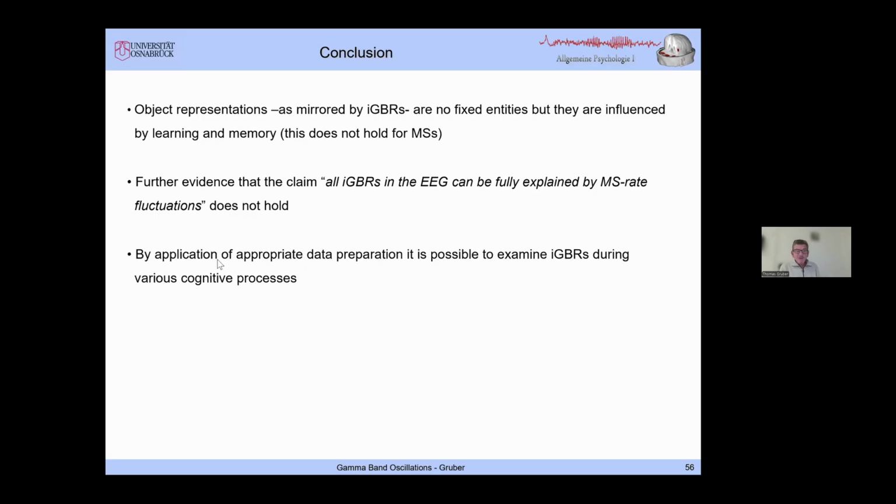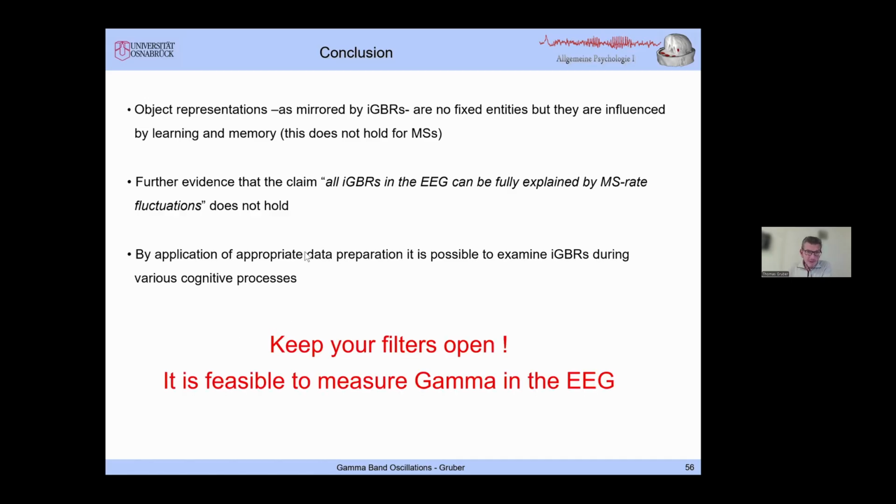By application of appropriate data preparation, it is possible to examine induced gamma band responses during various cognitive processes. So I would say if you're into EEG research, keep your filters open. It's not necessary to filter your EEG at 20 hertz because you say, oh, we don't see the gamma anyway. No, no. Keep your filters open. It is feasible to measure gamma in the EEG. It's not easy, but it can be done.